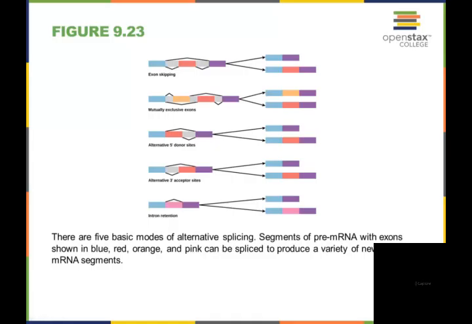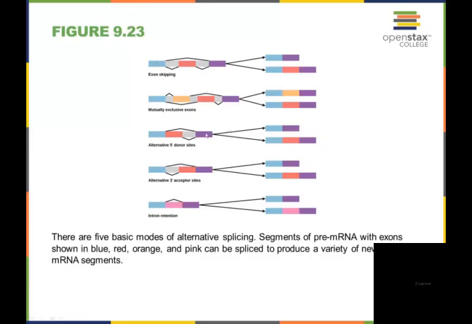One of the things that can happen is alternative splicing. There are 5 basic modes of alternative splicing where you have segments of the pre-mRNA with the exons, in this case shown in blue, red, orange, and pink, that can be spliced in a variety of ways to produce a variety of new mature mRNA sequences. Here you have exon skipping, where you're just going to pull these out, and you'll have 2 possible ones made. This one you just skipped one of them. Here you just used the first and the third. Here you used all 3.